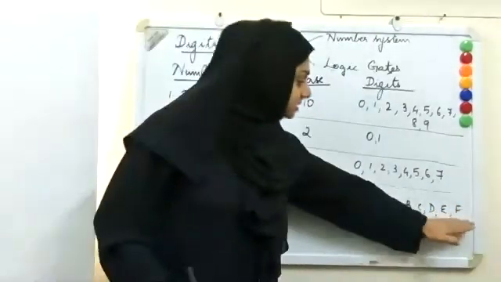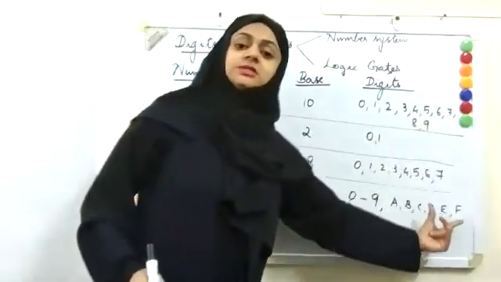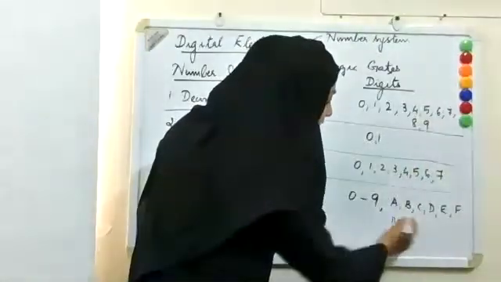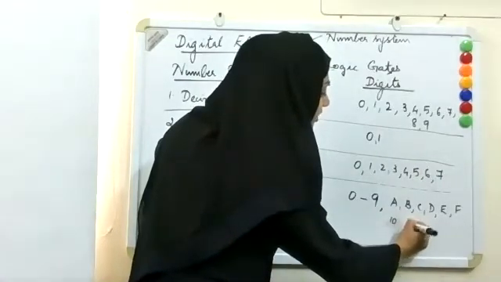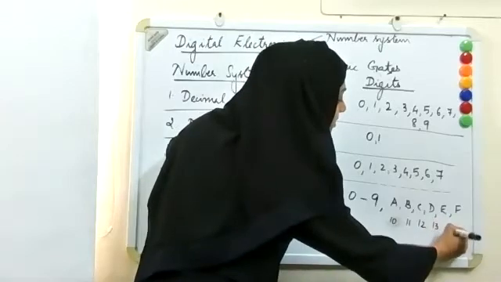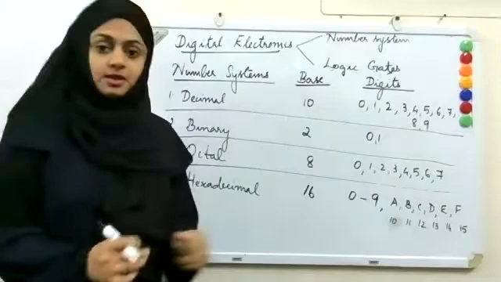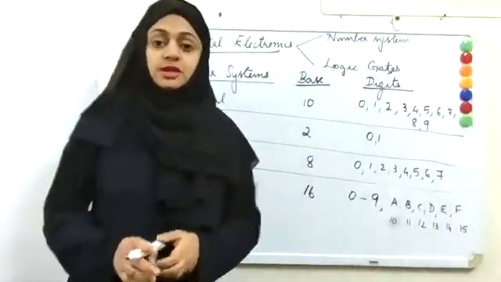So these are the digits 0 to 9. Then the alphabets A, B, C, D, E, F. So A stands for 10, B stands for 11, C stands for 12, D stands for 13, E stands for 14, F stands for 15. So these are not used, instead the letters are used. So is that clear to you?